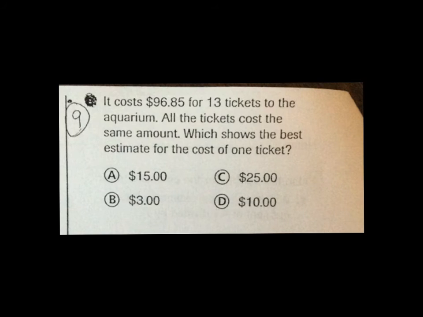Number 9. It costs $96.85 for 13 tickets to the aquarium. All the tickets cost the same amount, which shows the best estimate for the cost of one ticket. A, $15, B, $3, C, $25, or D, $10.